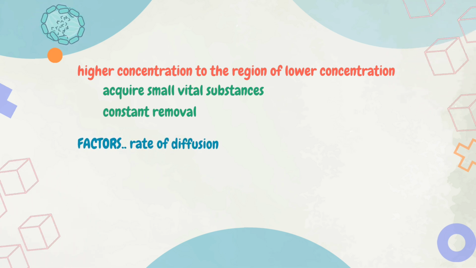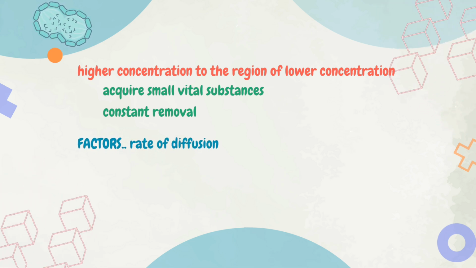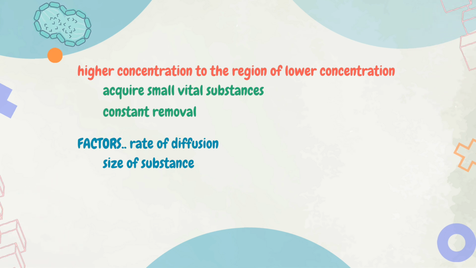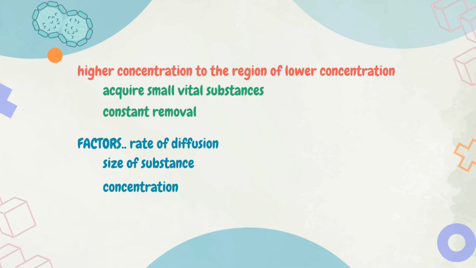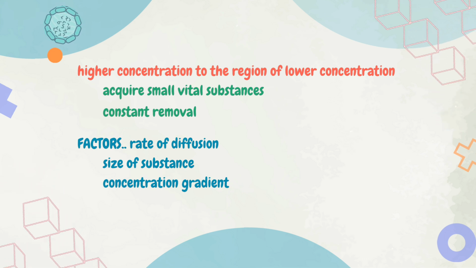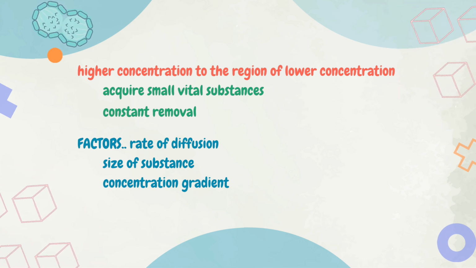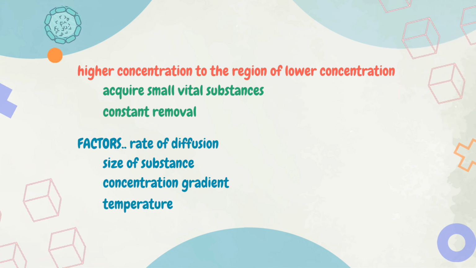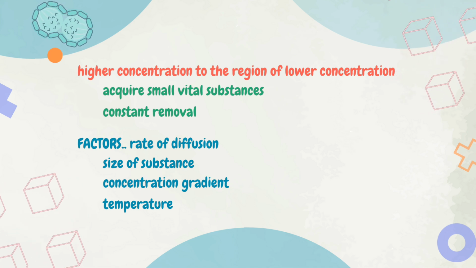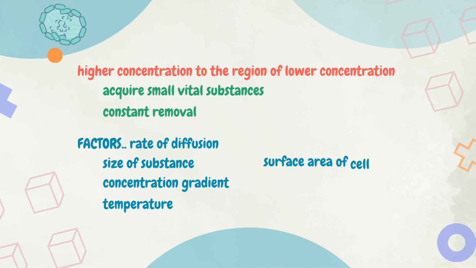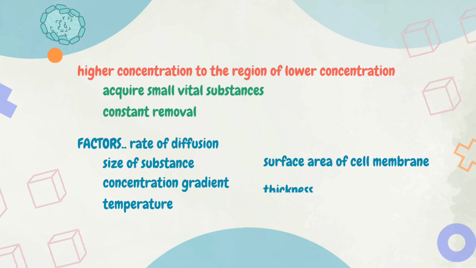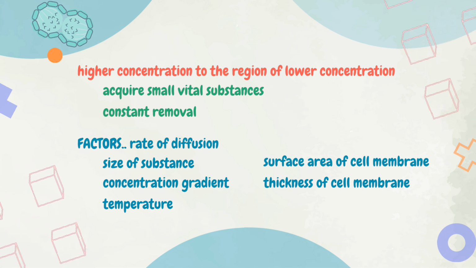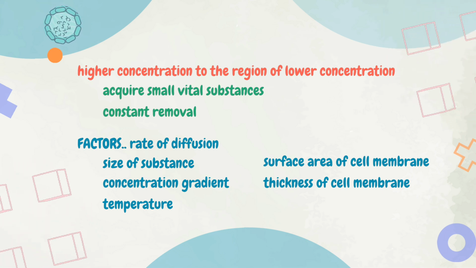The factors that affect the rate of diffusion are, first, the size of the substance. The smaller the substance, the faster the rate of diffusion. Second, the extent of the concentration gradient. The greater the concentration gradient, the faster the rate of diffusion. Third, temperature. The higher the temperature, the faster the rate of diffusion. Fourth, the surface area of the cell membrane. The more exposed the cell membrane is, the faster the rate of diffusion. And finally, the thickness of the cell membrane. The thinner the membrane, the faster the rate of diffusion.